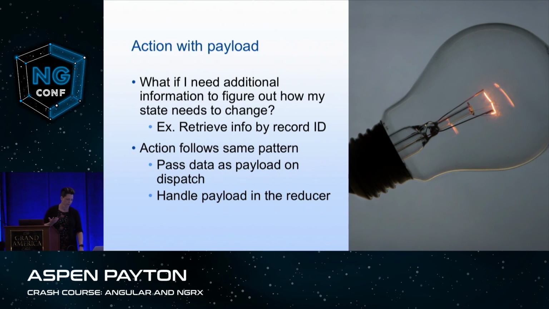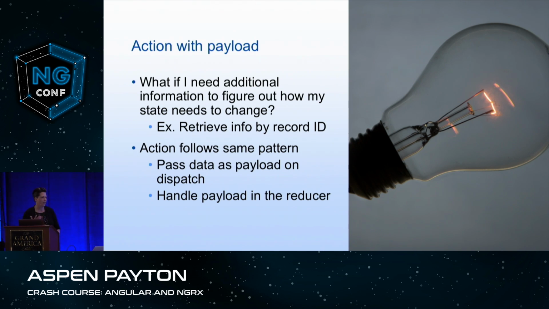So the next phase of this pattern would be a slightly more complex action, because often you're going to need to pass some kind of information to your action in order to figure out how you want your state to change. For example, if you're dealing with products or patients, you might have some kind of ID that you need to pass to your action in order to get your processing done.